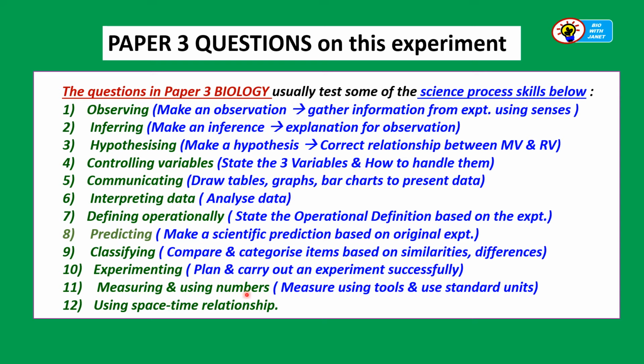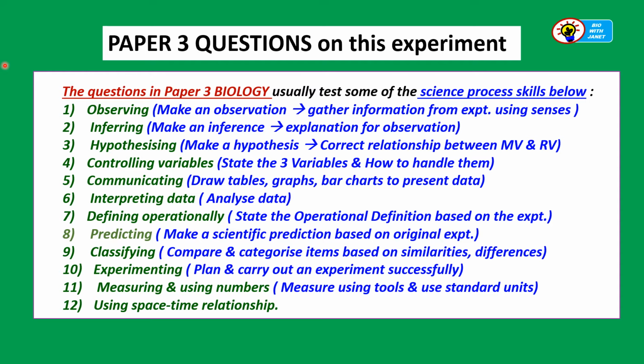Then measuring and using numbers, meaning we measure certain factors like temperature or other observations. Measure certain results using tools like a thermometer to measure the temperature, or the temperature that is increased, and then use standard units for these measurements. Standard, suitable units for certain measurements, such as degrees Celsius, cm, and so forth.